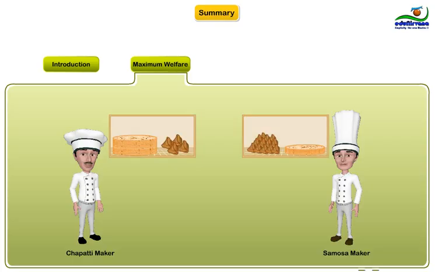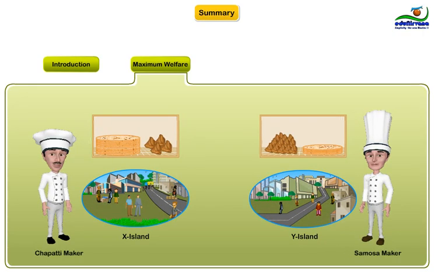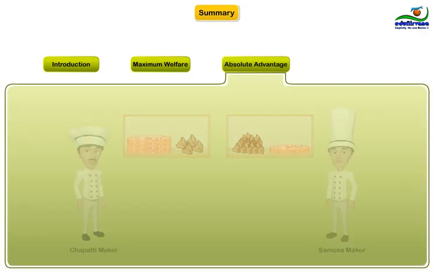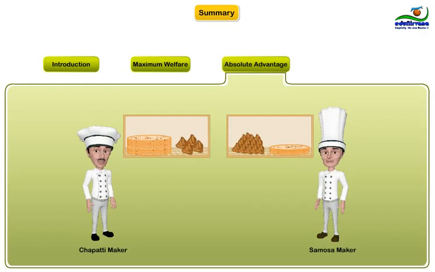The broad principle of ensuring maximum welfare by doing only what each individual partner is good at and exchanging the rest with others was briefly discussed initially. An example of two islands, X and Y, was taken for clarifying the underlying concepts. The principle of absolute advantage emerged from the discussion.